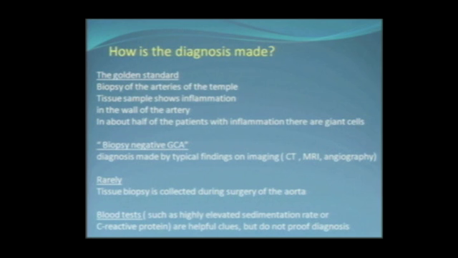In about 50% of the patients, there are these really gorgeous, beautiful, gigantic giant cells in there. There is a category which we call the biopsy-negative GCA patient. That patient is usually diagnosed with typical findings by imaging, and as I already mentioned to you, the hope is that we can move to making this an imaging diagnosis. However, right now, there is nothing as valuable as having a tissue biopsy.